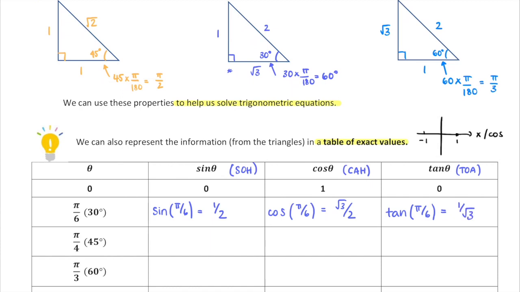So now what I'd encourage you to do is go ahead and do this for the triangles pi on 4 and pi on 3 and check to see whether your solutions match mine.